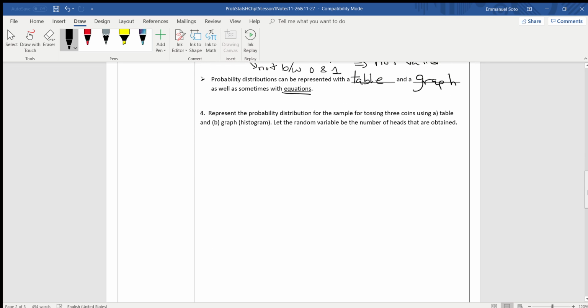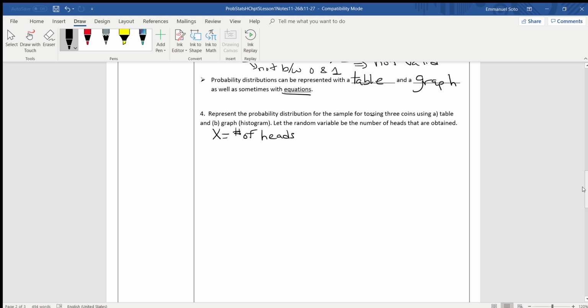All right, so we are going to learn how to construct a probability distribution with a table and/or a graph. The next example wants us to represent the probability distribution for tossing 3 coins using both methods. In this case, x is the number of heads obtained.